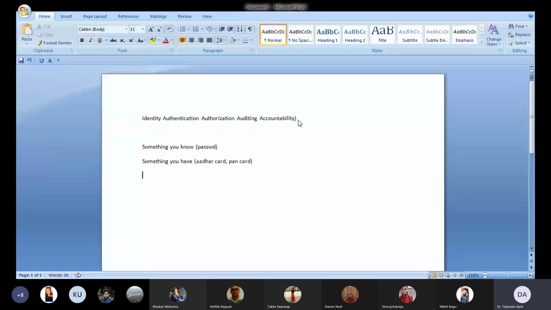And the third thing is, suppose I need to have three-factor authentication for my own security of the data. So I'm going to say something you are. You are, that means your name is not you are. Your fingerprints is what you are. Your retina scan is what you are. Your voice is what you are.